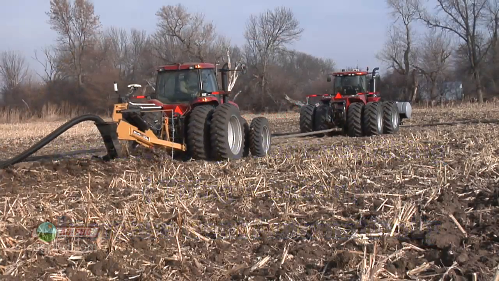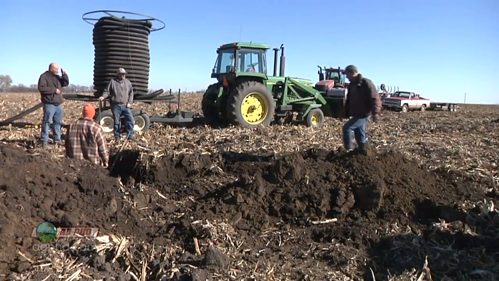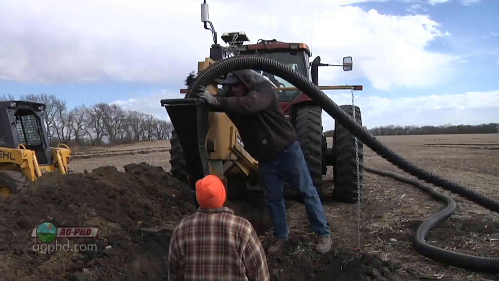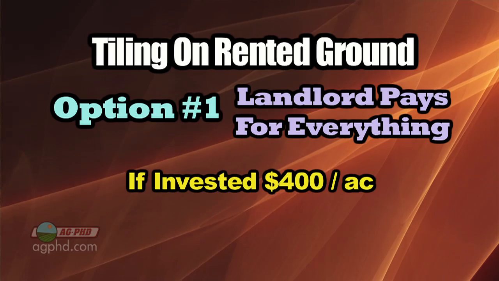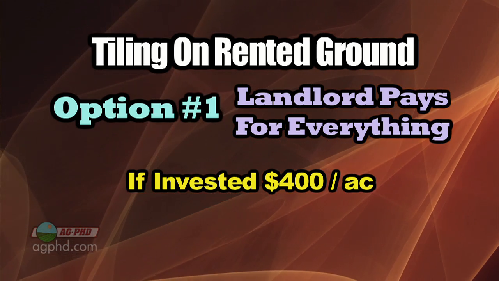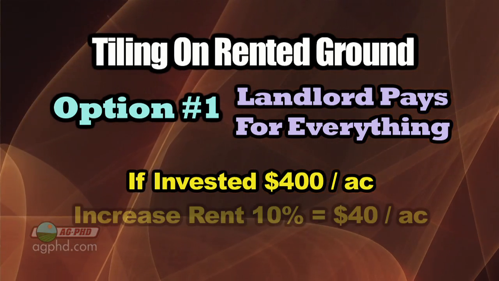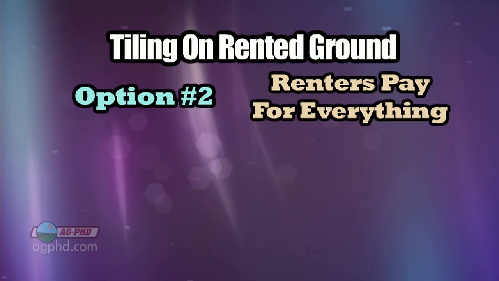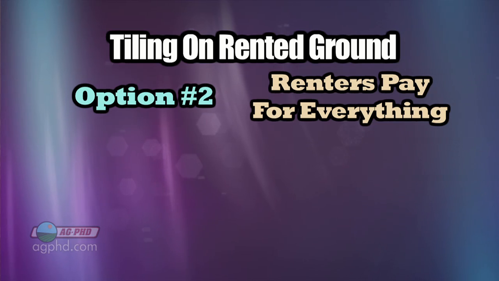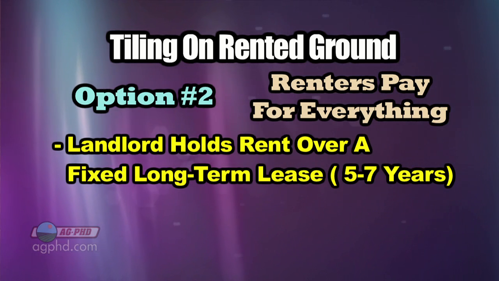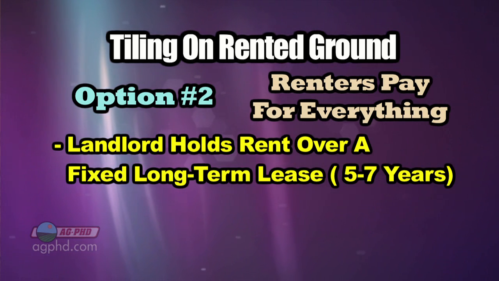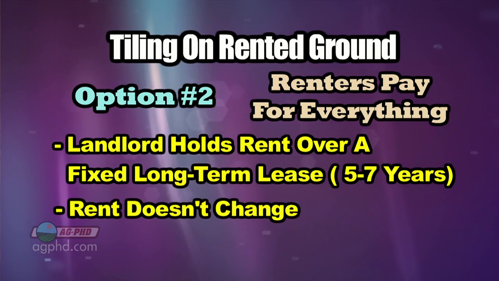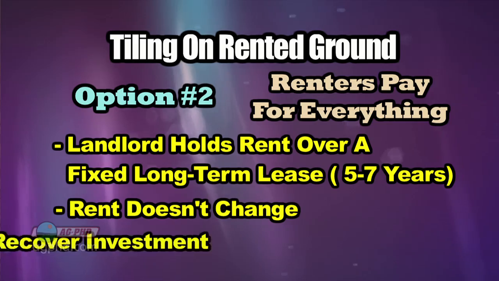And what we've done, and this is not to say that everybody has to do this, but we've just taken 10% of whatever the bill was. So for example, if we invested between our labor and everything else, and we have the landlord pay $400 per acre for tiling, then we raise the rent 10% of that, so $40 an acre. Okay, so pretty simple. Method number two is where we pay for everything and the landlord holds the rent for us over a fixed long-term lease, like let's call it a 5 or a 7-year lease, and the rent stays exactly the same. That allows us time to recover our investment.